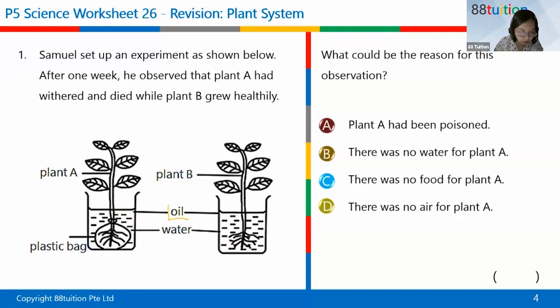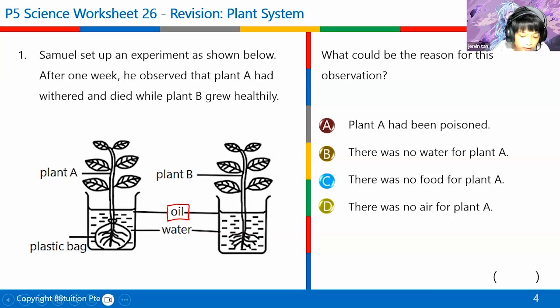What is the purpose of this oil? No, the oil doesn't give minerals. Kaden, good try. Anyone else? You can unmute yourself as well. Jia Ying, say to Jia Ping, sorry. Don't let the water evaporate. Good. Jia Ping wrote exactly that, to prevent the water.